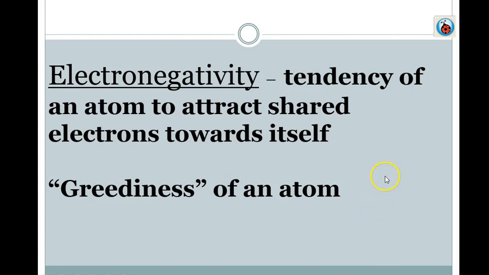Electronegativity. It's kind of weird. Negative and attracts, right? They want to be more negative, so they have to attract more electrons. So how attractive are these things? How greedy is this atom? Electronegativity is its wanting more electrons.